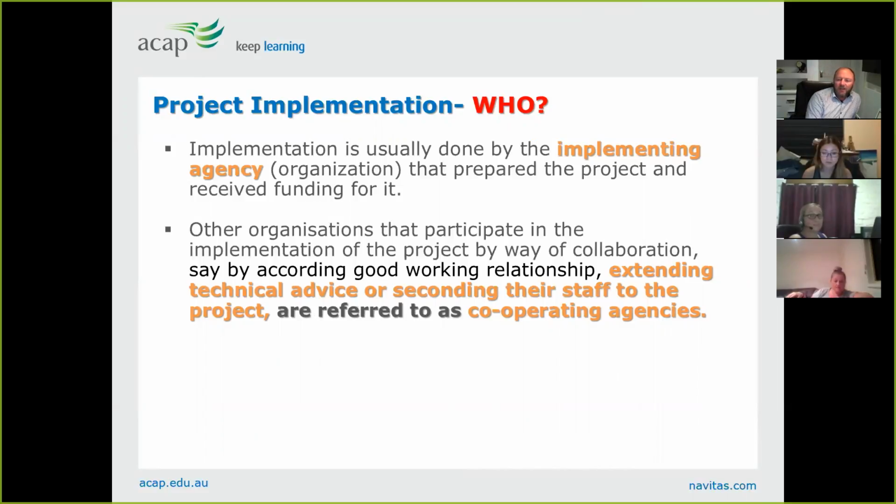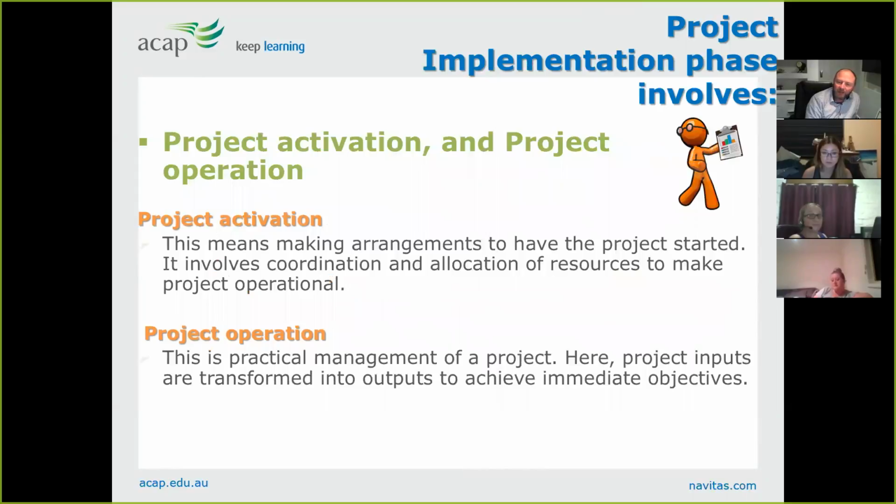Any other organisations that might work with Stacey or any of your projects will be collaborating. They might sit on a board giving technical advice, secondary opinions, and or lending their staff to any of your projects. So, project activation and project operation. Activation means making arrangements to have the project started, and project operation is just making sure it's managed along the way.